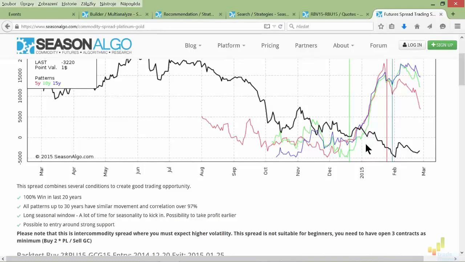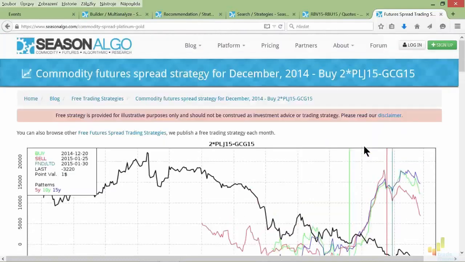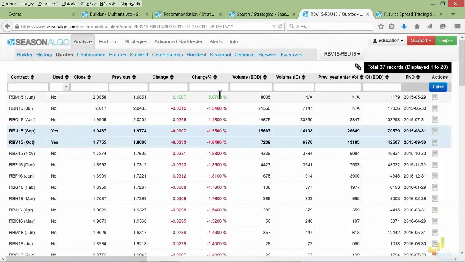And in order to be able to identify the risk, this is what we teach in our courses: how to find the most promising spreads and also how to avoid trading the spreads which may not develop the same way as in the past, like in the previous years. So let's go back to the Analyze module.